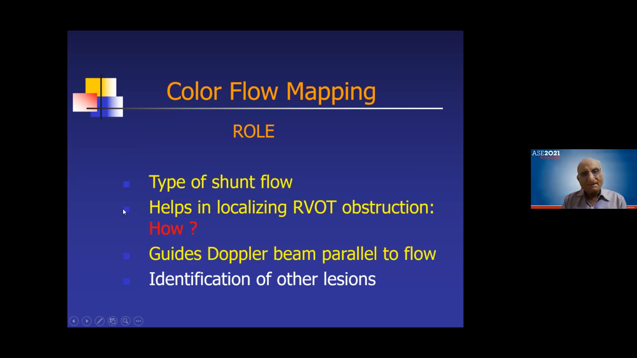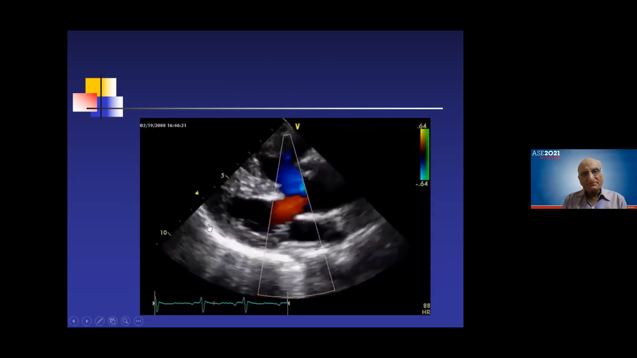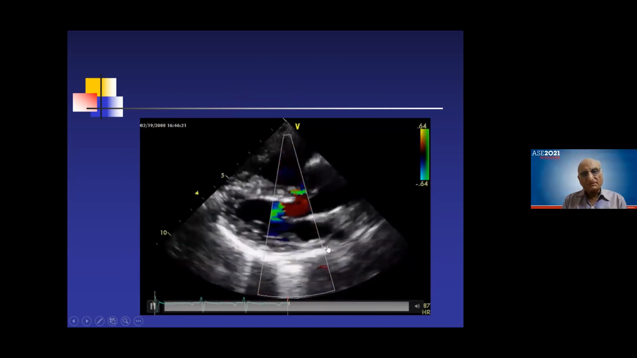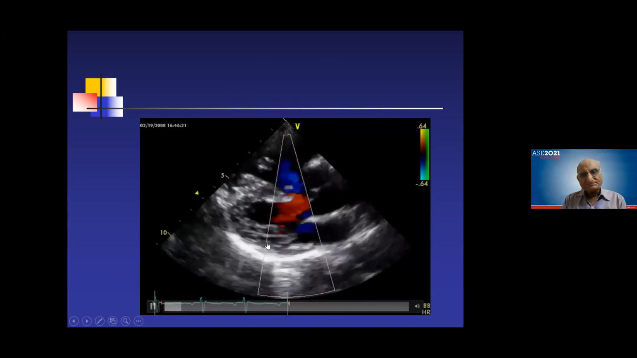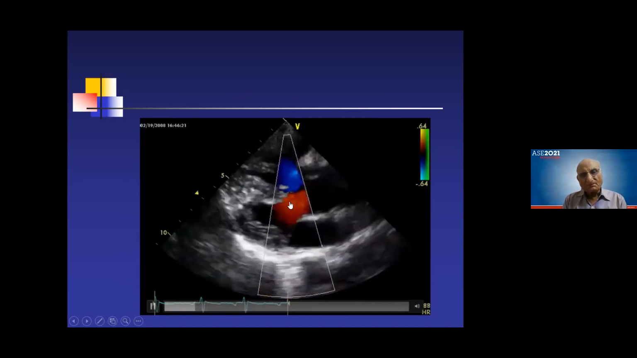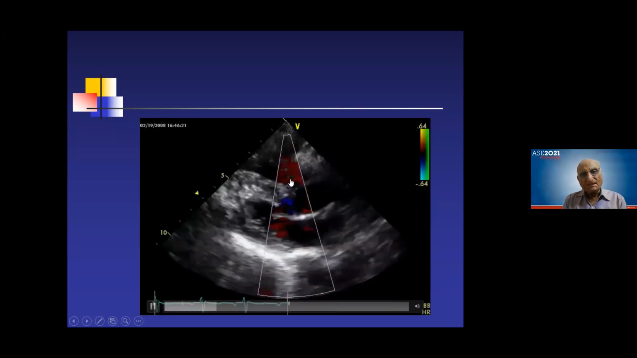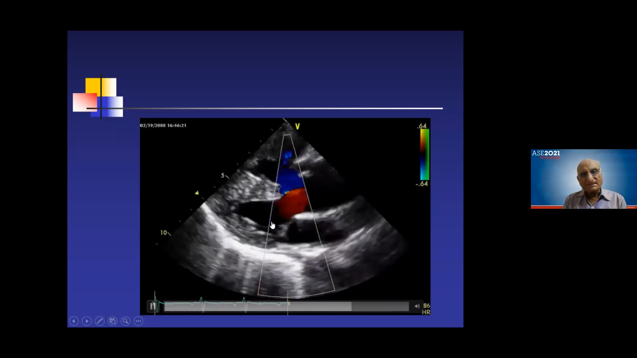From where the turbulence starts, it guides the Doppler beam parallel to the flow. For example, see here. This is a parasternal long axis view, aortic override, and you see a red flow going from the LV to the RV, and a blue flow coming from the RV to the LV. So this is a bidirectional shunt.